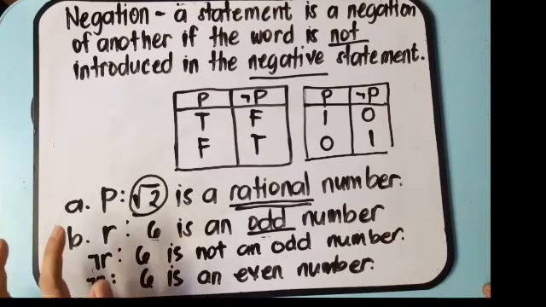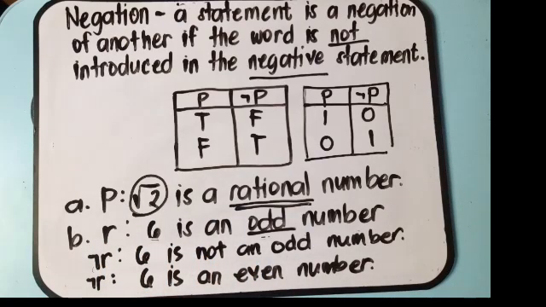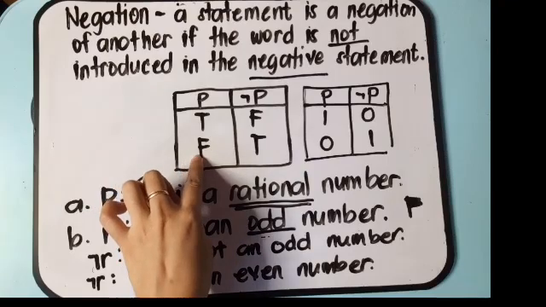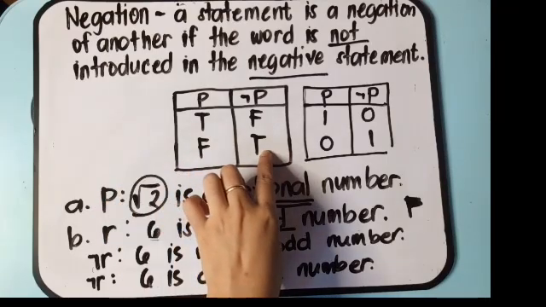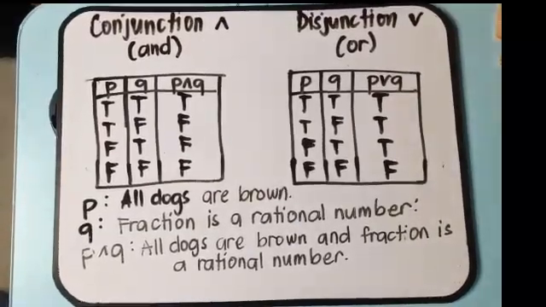So, not R. Now let's identify the truth value of the proposition R. 6 is an odd number. It is false. Yes, false po yan. Now, false yan. So, we need to negate the proposition wherein the truth value is true. So, not R: 6 is not an odd number. Yes, true. Because 6 is an even number. Okay? So, that is how negation works.